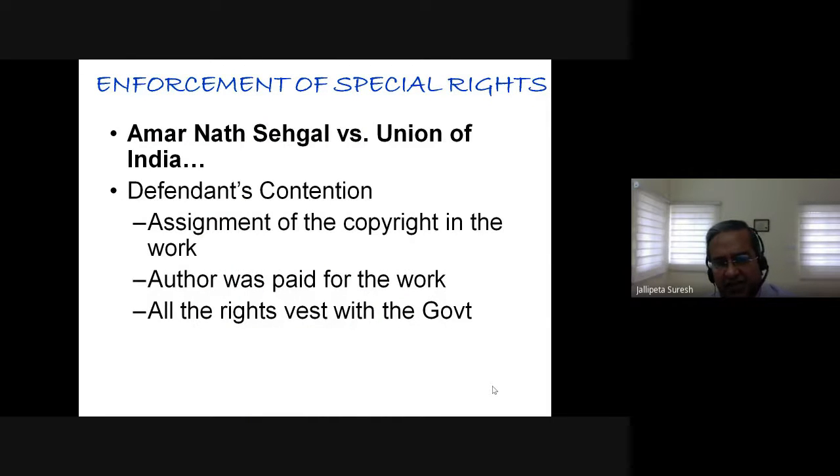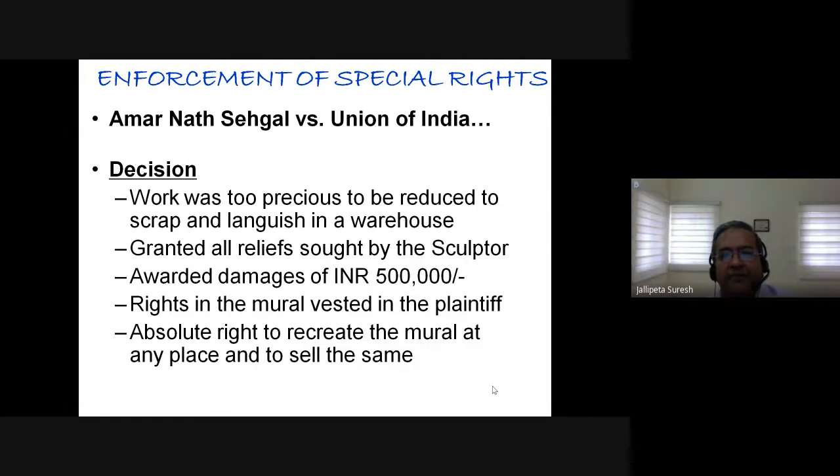The defendant in this case, the government of India, said in their reply, we have executed an assignment of copyright with you. Assignment is nothing but a sale. So you have sold us the copyright in the work, and therefore you have to forget it. You don't have any other right to talk about in this. They said all rights vest with the government of India.